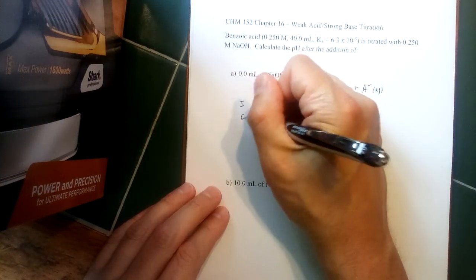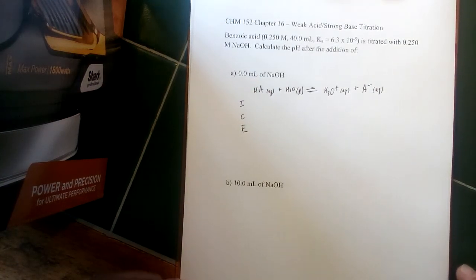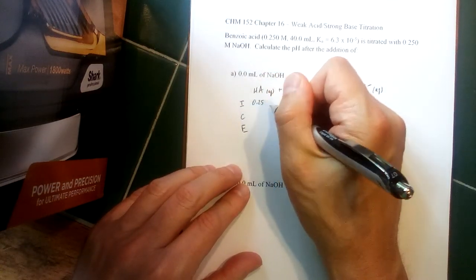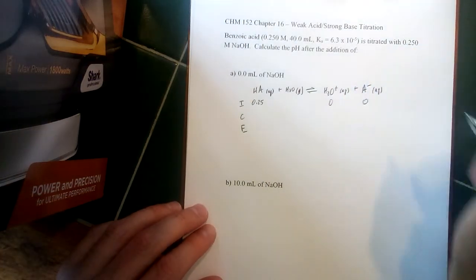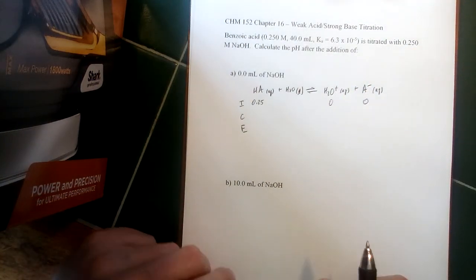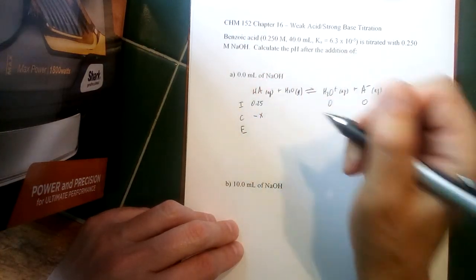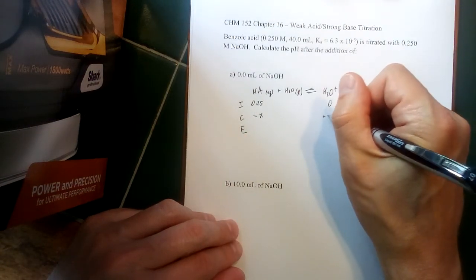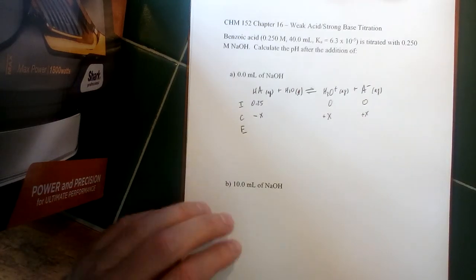We can start to fill in an ice chart to figure out how we can solve for the concentration of hydronium, which will relate to our pH. So our initial concentration here is 0.25 molar in weak acid. There are no products yet, no common ion or anything to worry about at this point. We don't know anything about equilibrium, so we're going to use X's. Some of the weak acid will react, so that would be minus X. It'll produce hydronium and conjugate base, so each of those would be plus X.